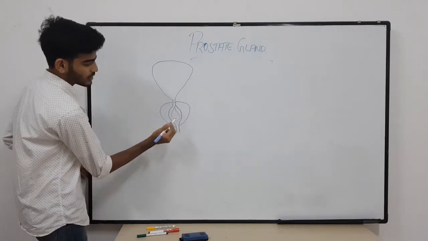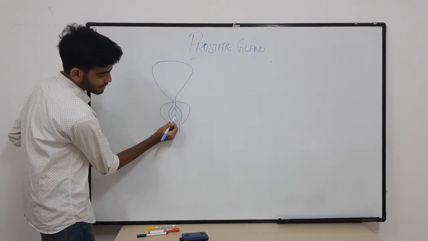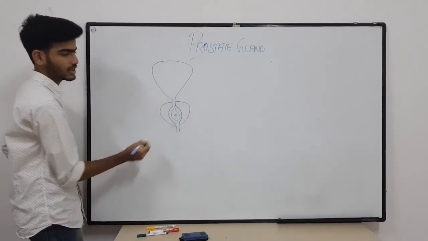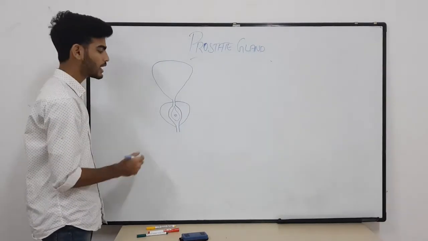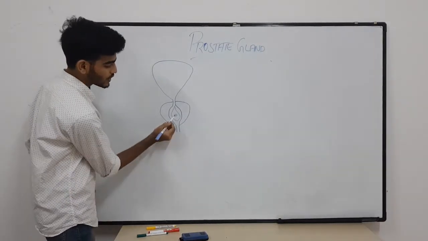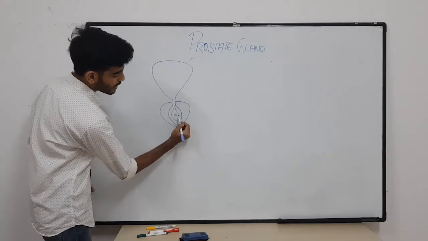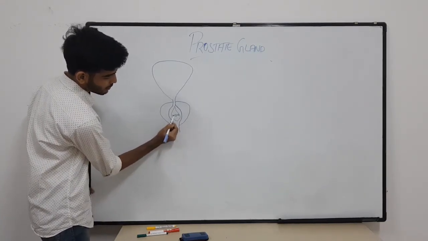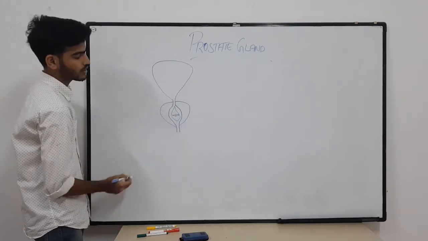And here, in the center, the prostatic utricle is opening. Before, we studied that it is a blind sac, the prostatic utricle. So it is opening in the center. And to the side of the prostatic utricle, the ejaculatory ducts are opening.